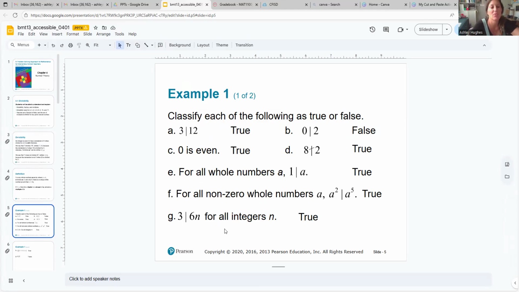So are these true or false? Does 3 divide 12? And again, we're talking about there's no remainder. And also you can think about it as: if I multiply this number by something, which is 4, I get 12. So this is true.